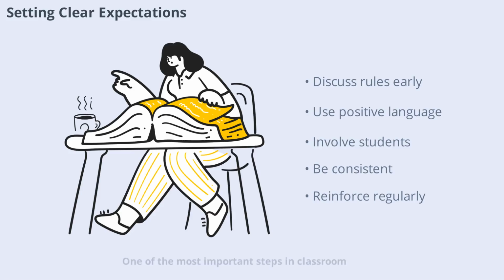One of the most important steps in classroom management is setting clear expectations from the very beginning. When students know exactly what is expected of them, they are more likely to follow rules and routines. Start each term by discussing classroom rules, procedures, and the reasons behind them. Use positive language and involve students in the process to increase their sense of ownership. Consistency is key, reinforce expectations regularly, and address any confusion promptly. This approach lays a solid foundation for a respectful and orderly classroom.